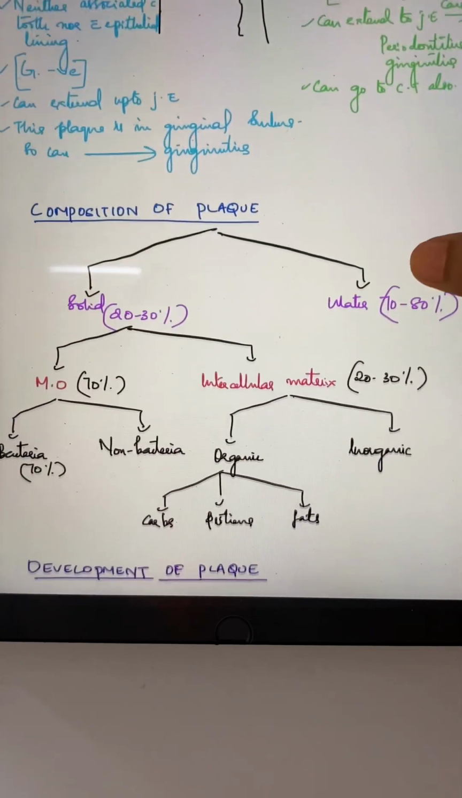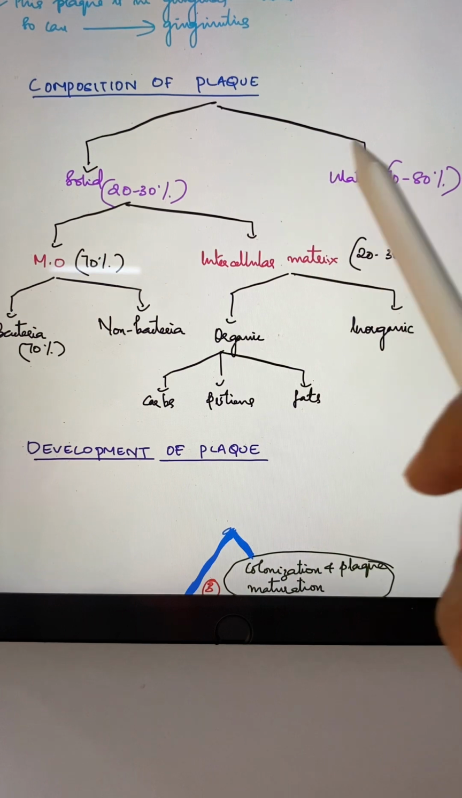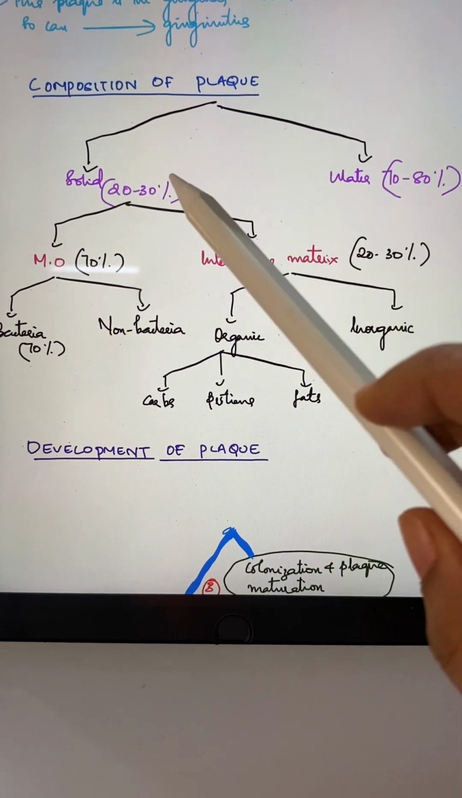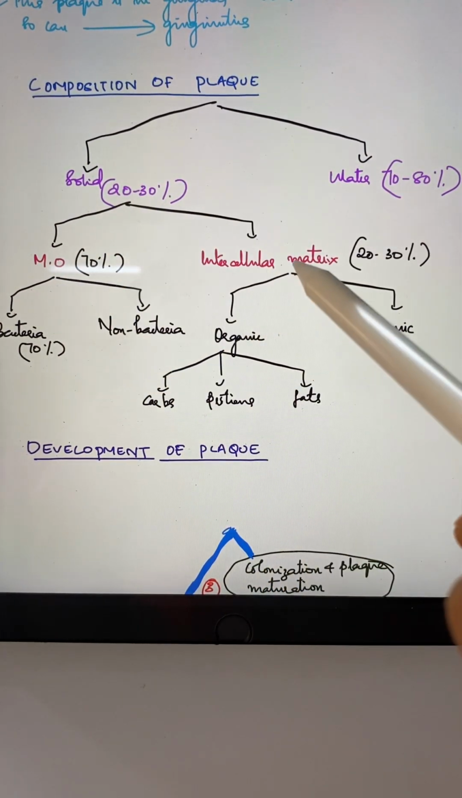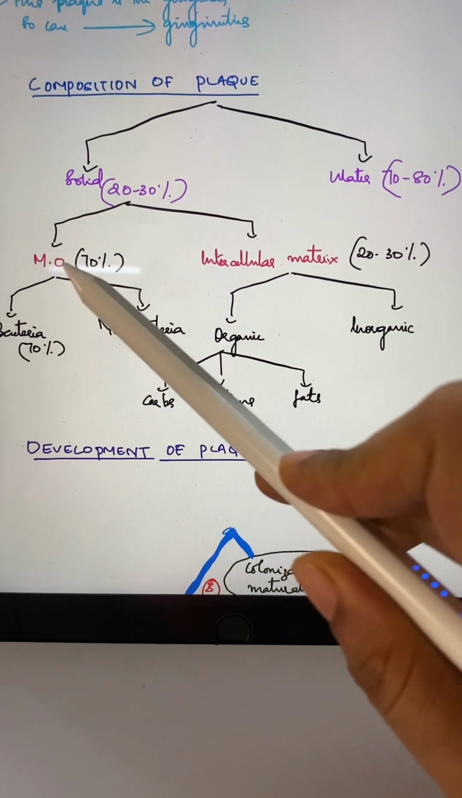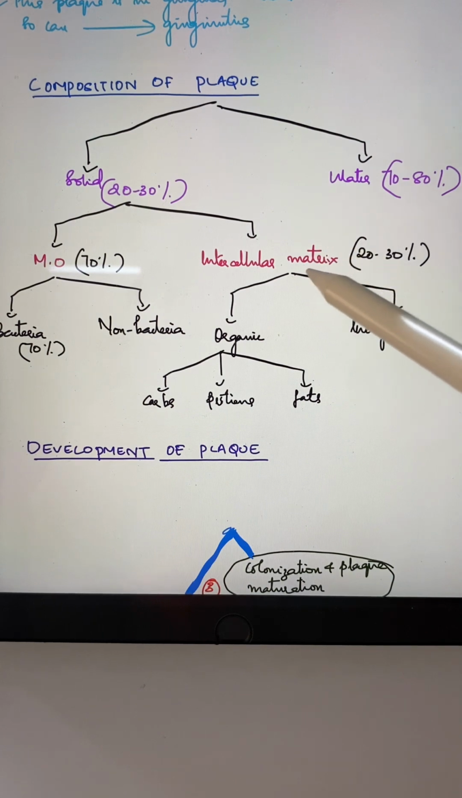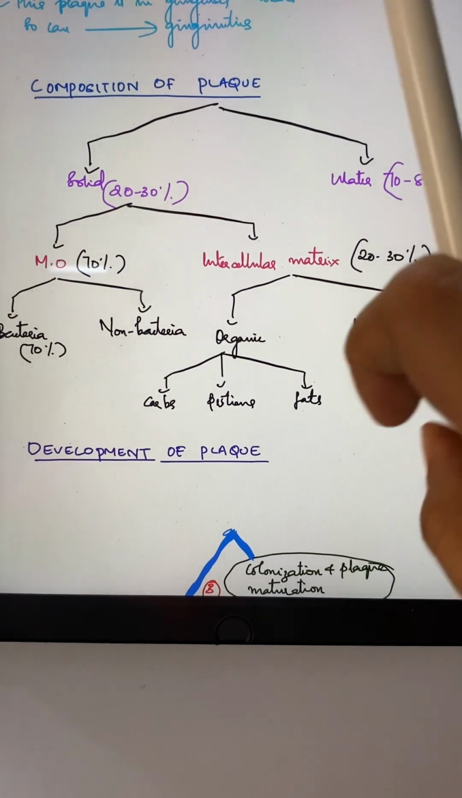Then next we will see the composition of plaque, usually divided into solid and water. About 70 to 80% is water, 20 to 30% is solid, and the solid is again divided into microorganisms and intercellular matrix. In microorganisms we can see bacteria and non-bacteria. In the matrix we can see organic and inorganic. Organic components are carbs, proteins and fats.